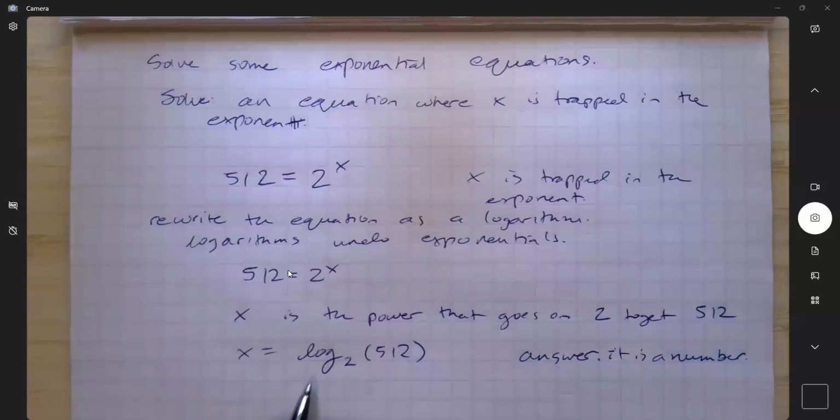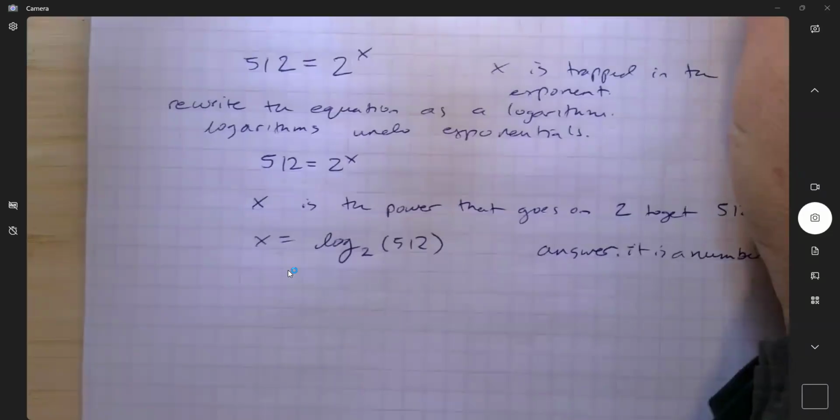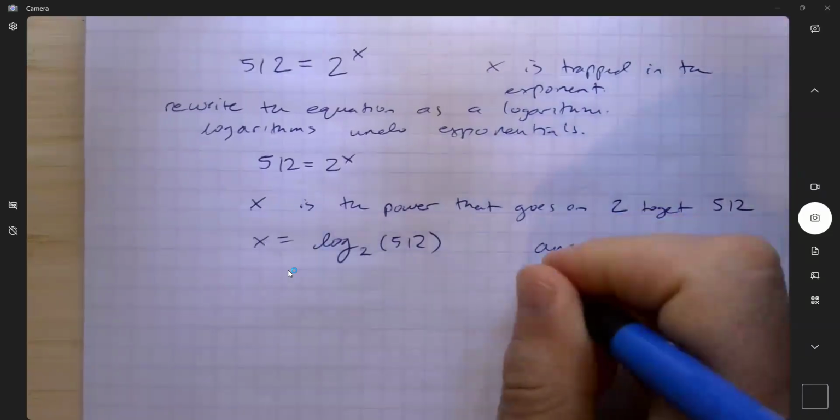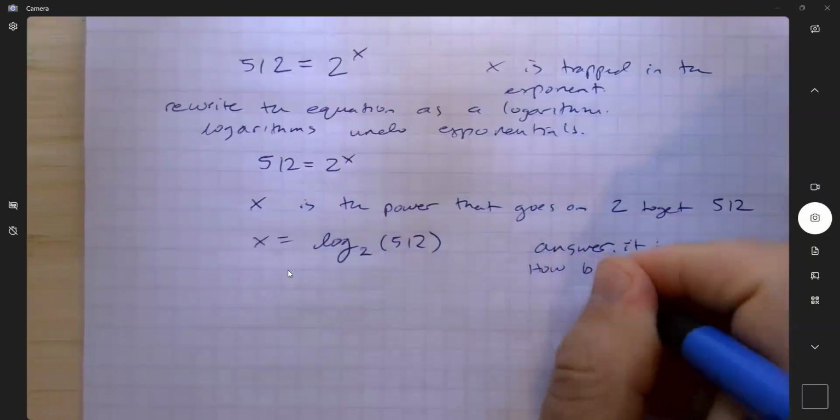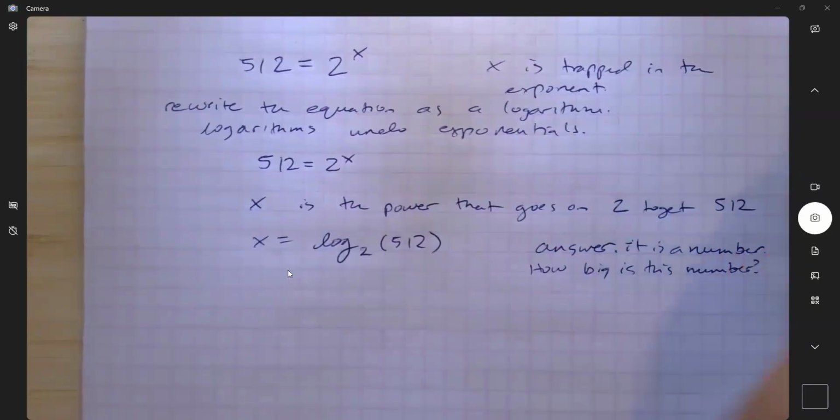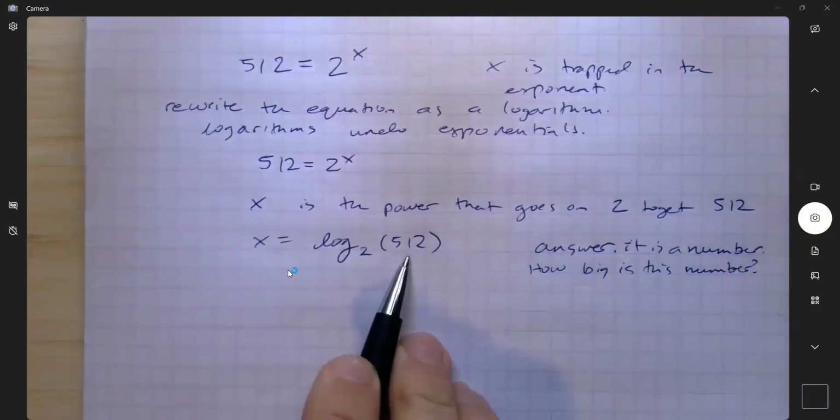All right. It's log base 2 of 512. That's a number. So that is exactly what x is equal to. The thing is, I don't know how big it is, right? How big is this number? And when we look at logs, we usually don't know how big they are.